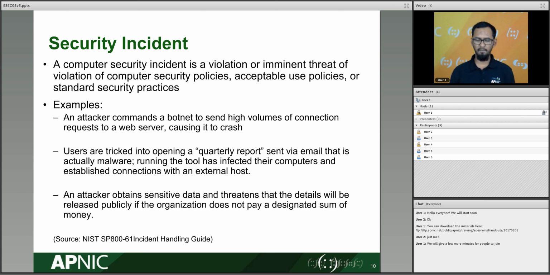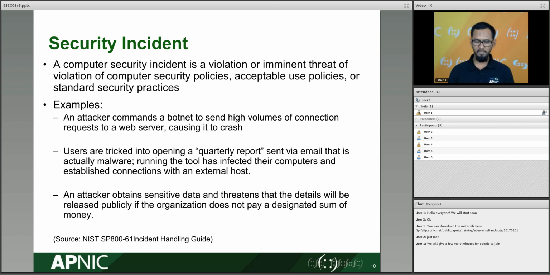An attacker sends a command to a botnet and sends high volumes of requests to a web server, causing it to crash. That sounds like a denial of service, right? If you are experiencing that, that is an example of a security incident, and it affects availability. And maybe as a result of that unavailability, your organization is affected in a way that you cannot make profit. People cannot access information, people cannot do transactions. So it has a bigger impact to the organization from the business perspective as well.